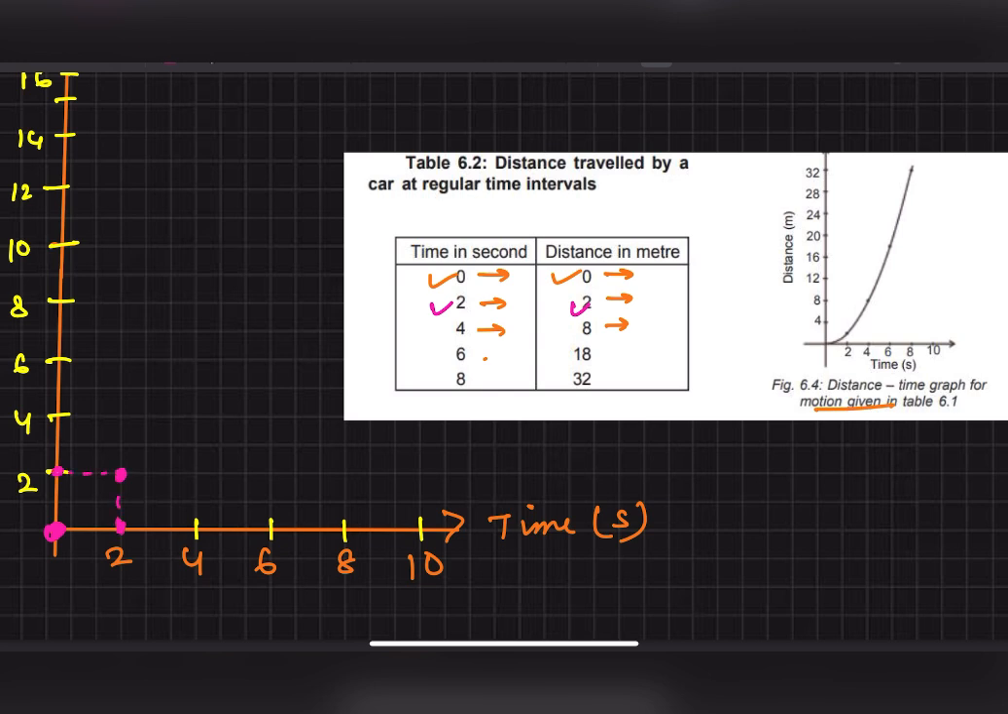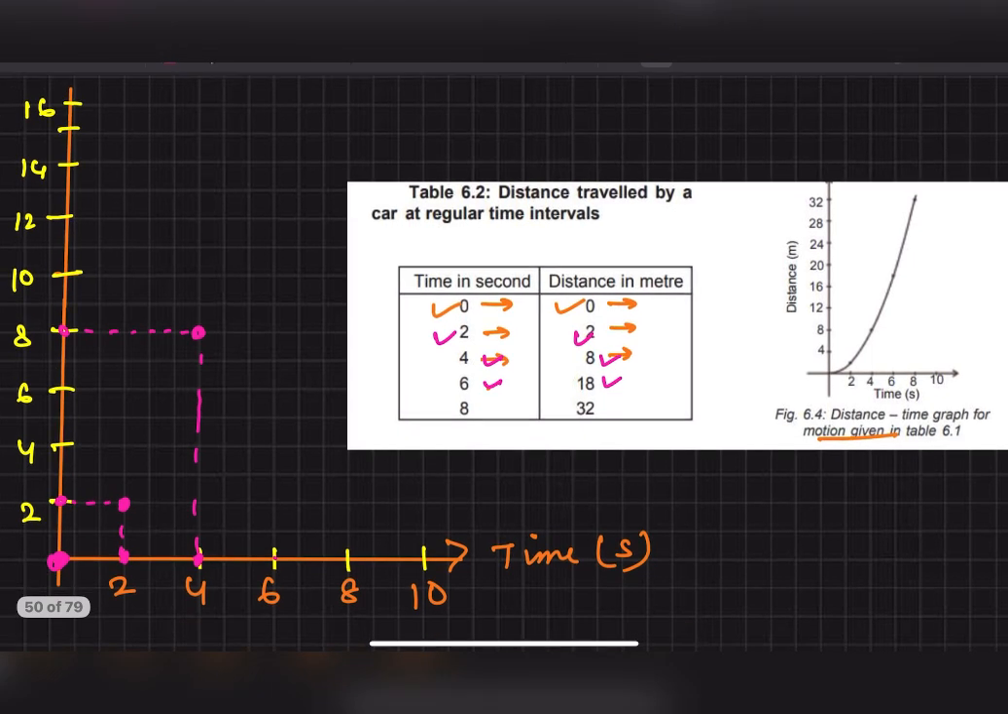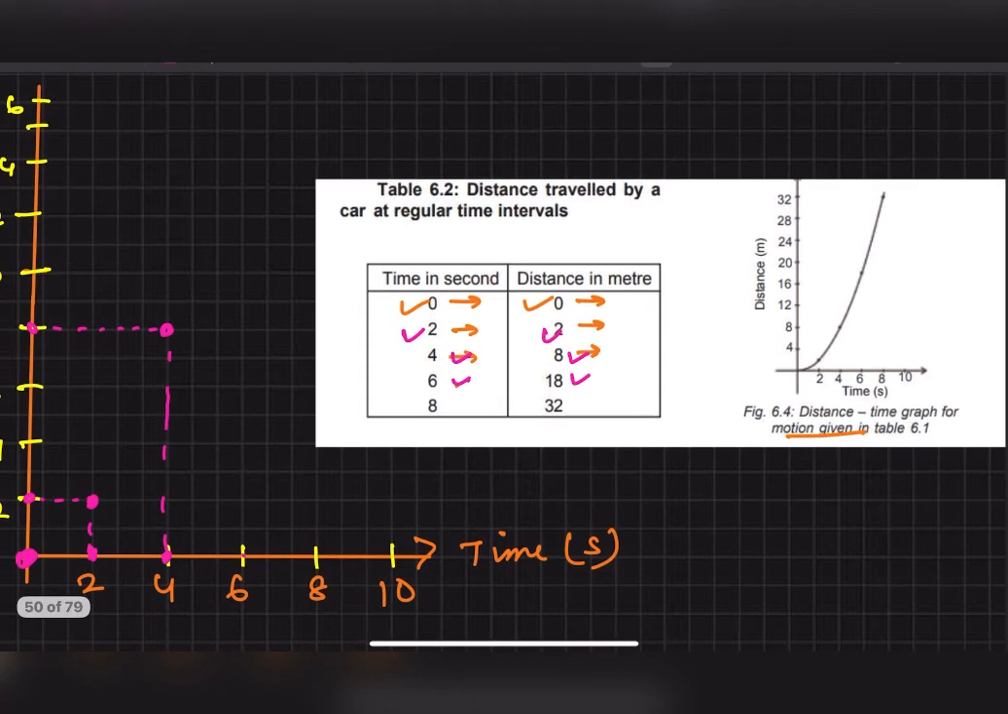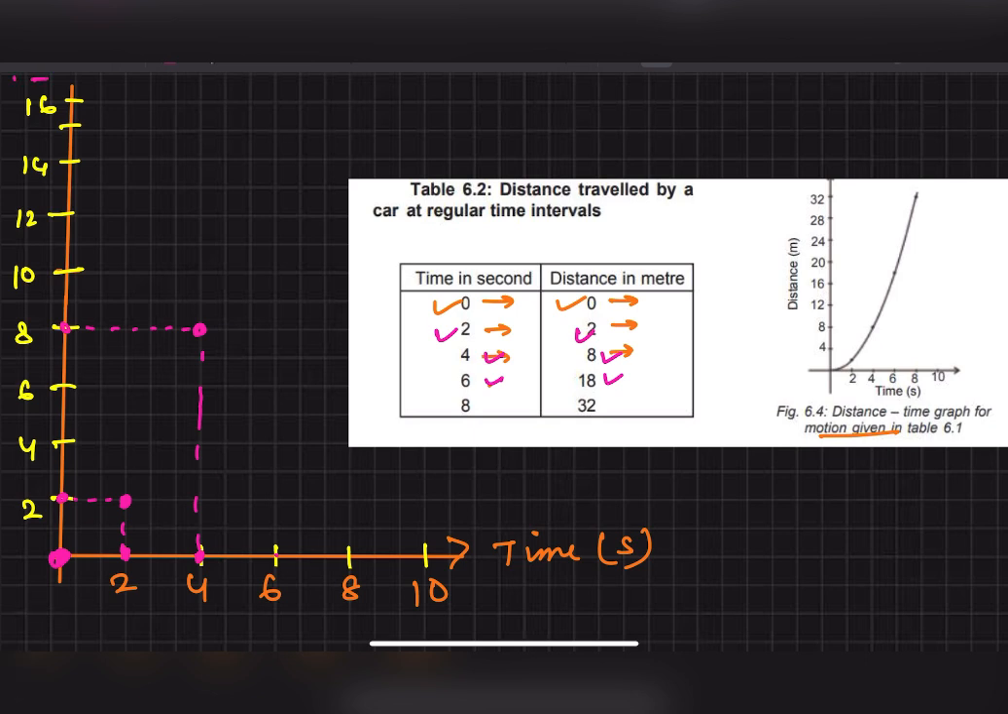It will meet here. When it is 4, it is 8. So 8 will come like this and 4 will come like this. So this will be my point. When it is 6, it is 18. So 18 will be somewhere above here. Let's say there is 18 here.